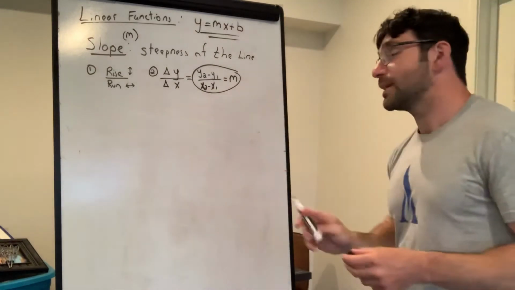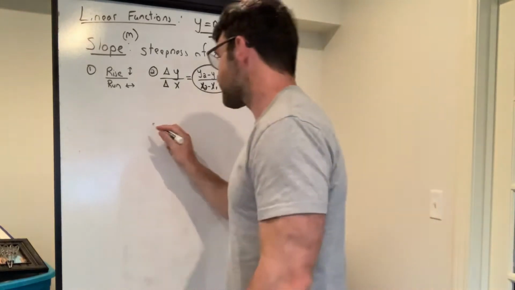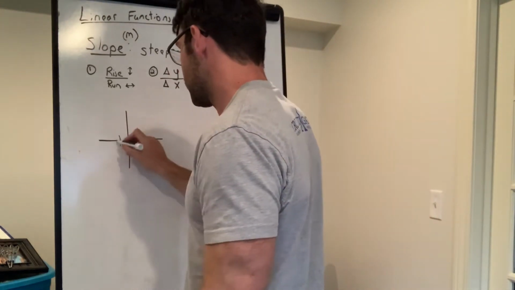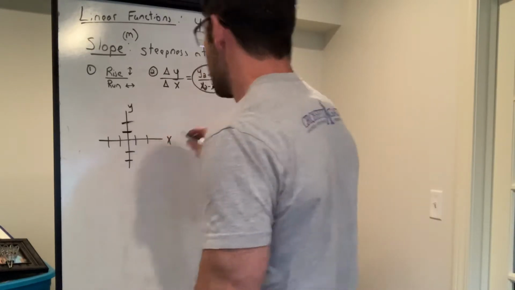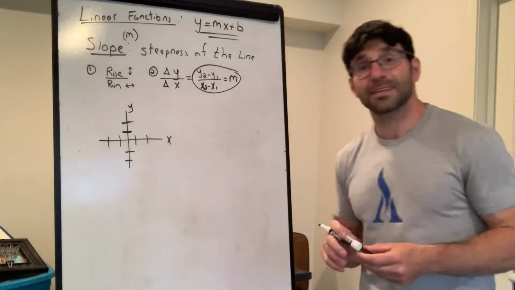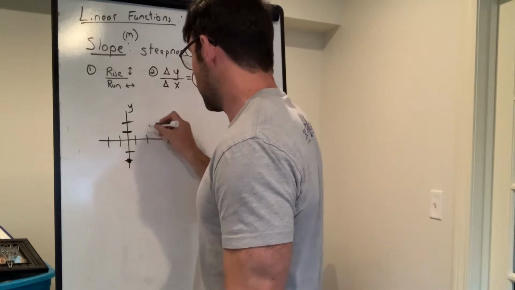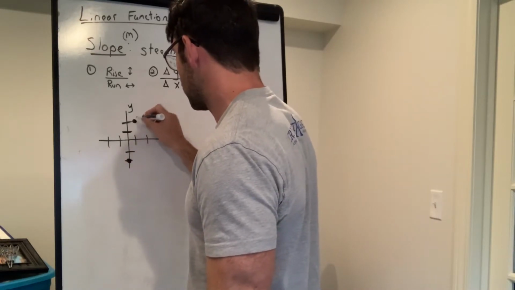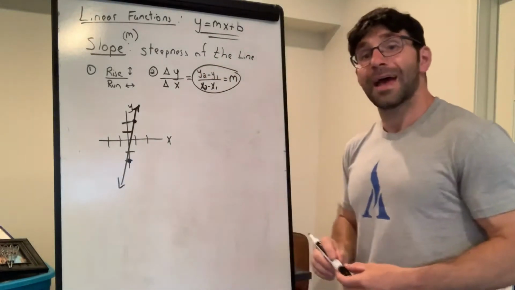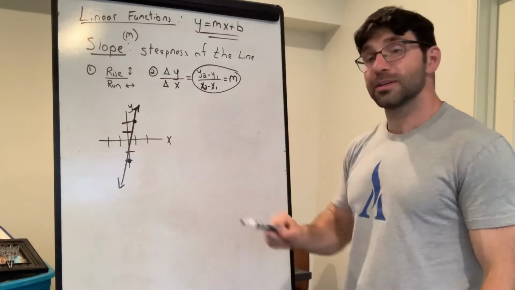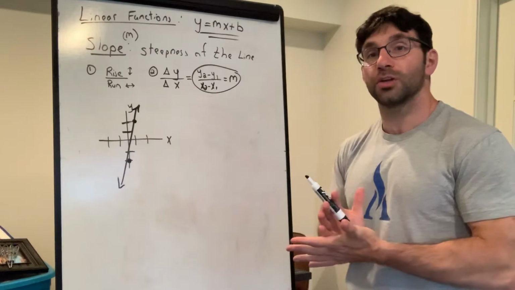So what does y2 minus y1 divided by x2 minus x1 mean? We have an x-axis, we have a y-axis. If I've got a point on the graph, can I use rise over run to find the slope? Absolutely. This point and this point are answers to some equation that we don't quite know yet.